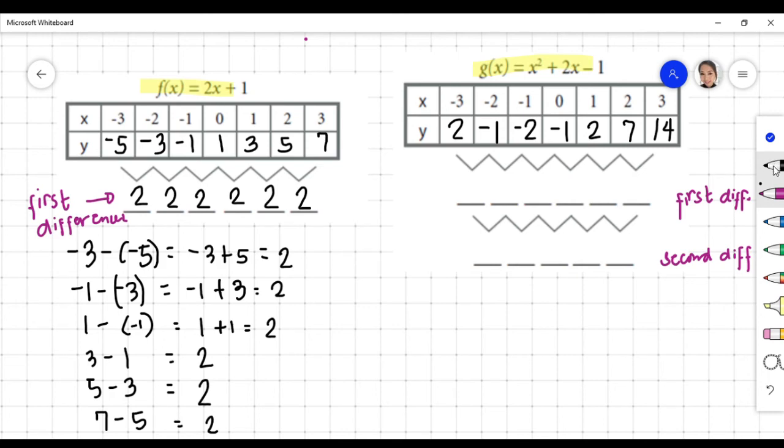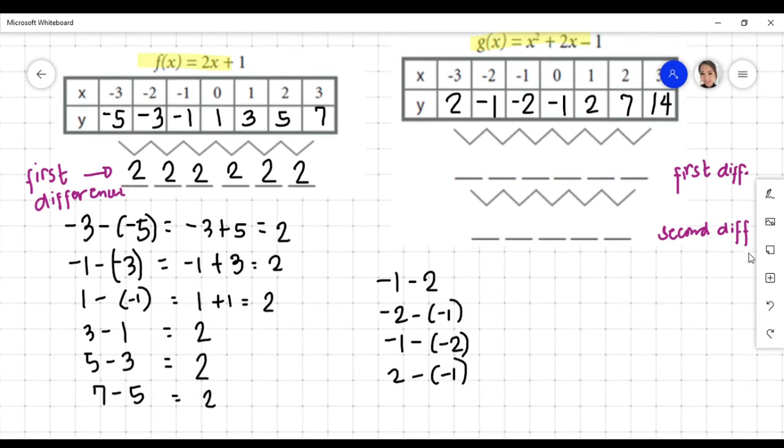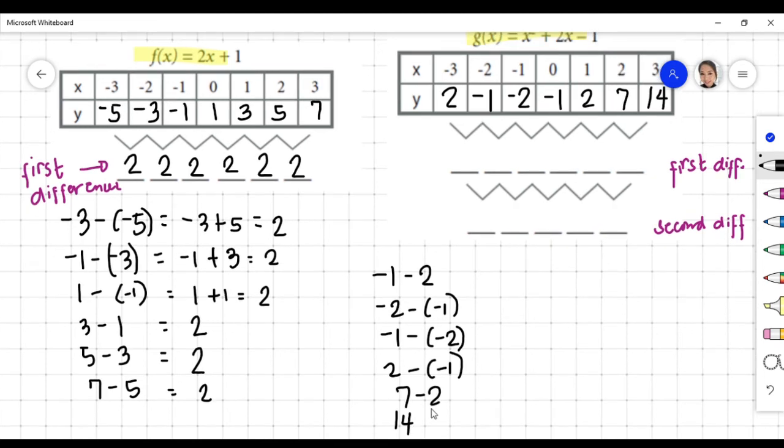Okay, so we will subtract -1 to 2, -2 to -1, -1 to -2, and so on. So that becomes -1 minus 2, -2 minus -1, and -1 minus -2, 2 minus -1, 7 minus 2, and 14 minus 7.